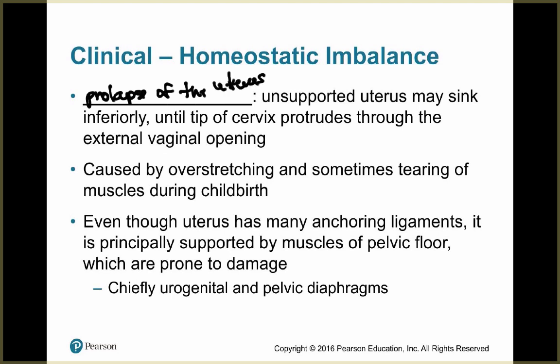It can be caused by overstretching and sometimes tearing of the muscle during childbirth. Even though the uterus has many ligaments, it is principally supported by muscles of the pelvic floor, which are prone to damage, chiefly the urogenital and pelvic diaphragms that help hold it up.